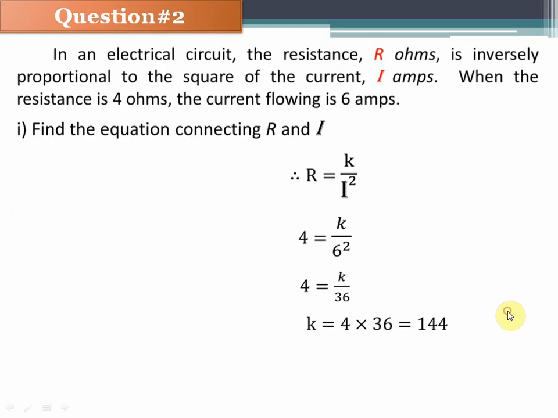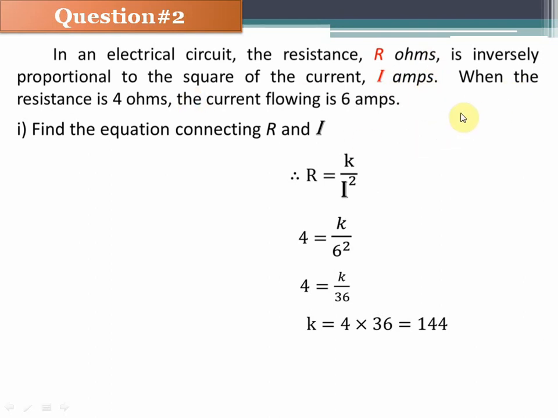Next, move on to question number 2. Question number 2 is a slightly lengthy question. In a simple electrical circuit, the resistance R ohms, which is the unit of resistance, is inversely proportional to the square of the current I amperes. Resistance means the hurdle in the electrical circuit, and amperes is the unit of current. You can ignore the units; it is not necessary to understand them for the maths.